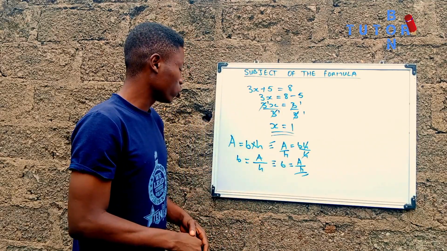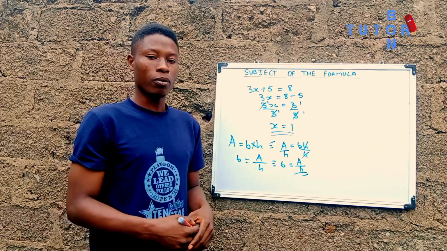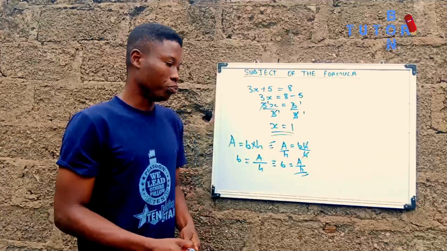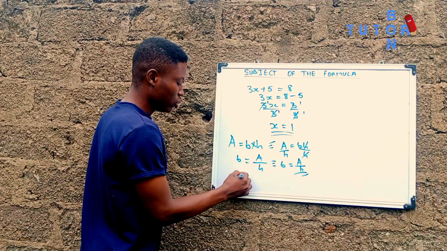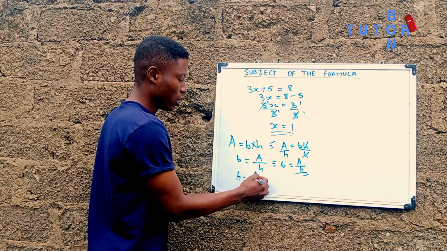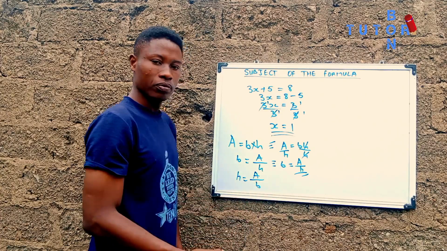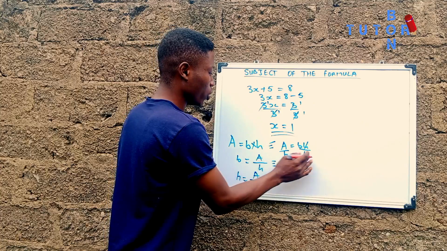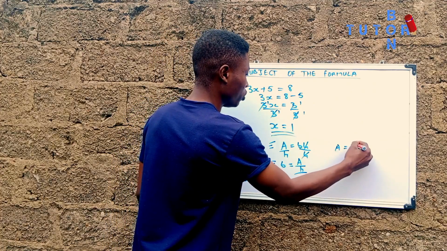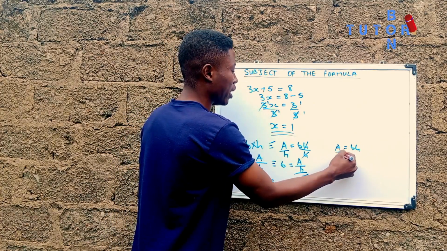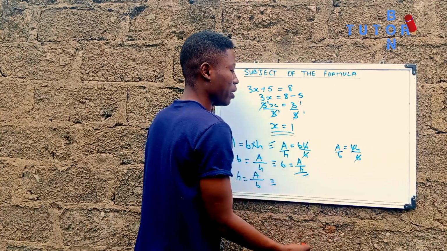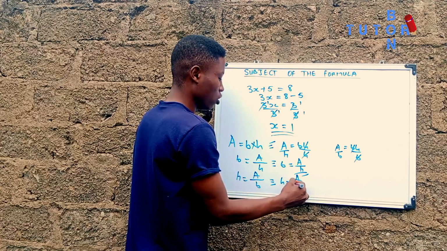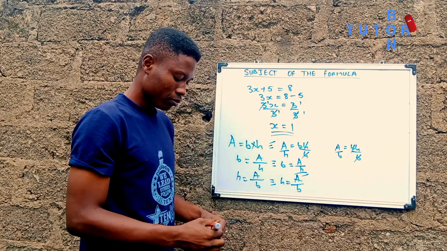Let's say you are asked to make h subject of the formula in this situation. What you do to h the other time, you do it to b. That is, you'll be having h equals to a over b. How do you get that? From this equation of a equals to bh, you divide both sides by b. If you divide both sides by b, you are left with h equals to a over b.